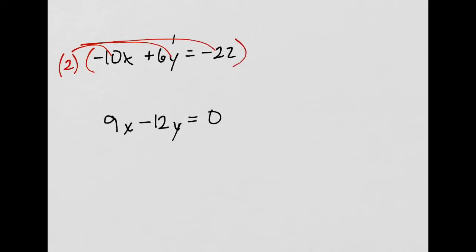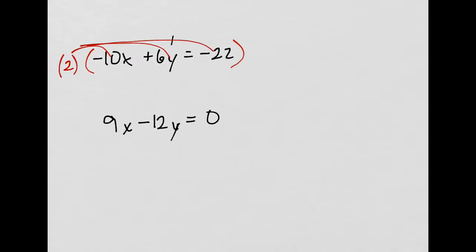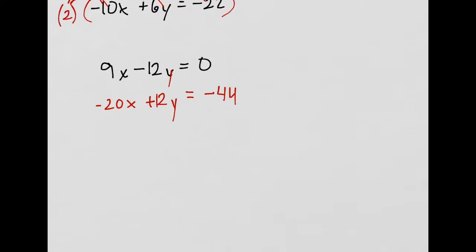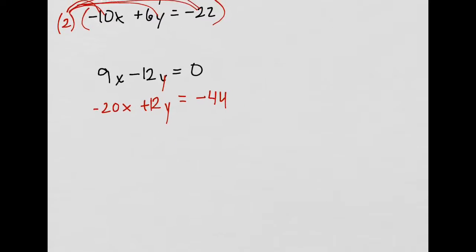This is a y. And then I have, instead of this equation, instead of that equation, I have -20x, right? Because I'm distributing. And then positive 12y. And lastly, -44. Okay, that's pretty good.